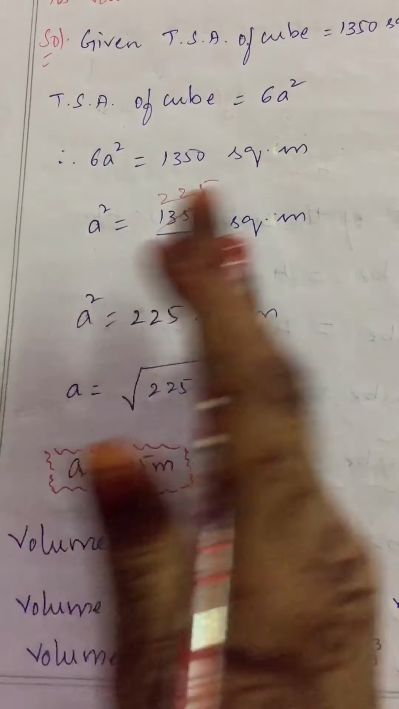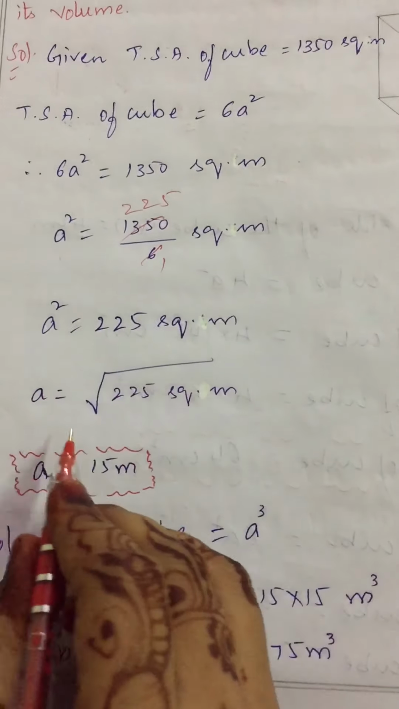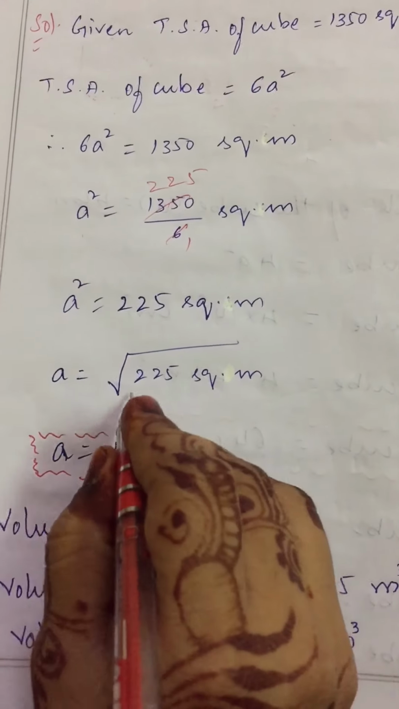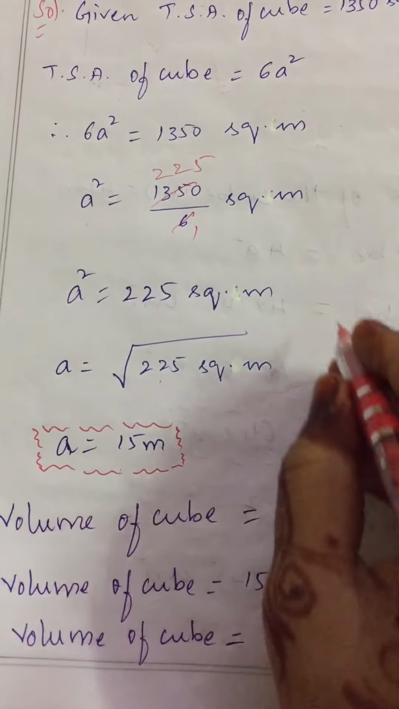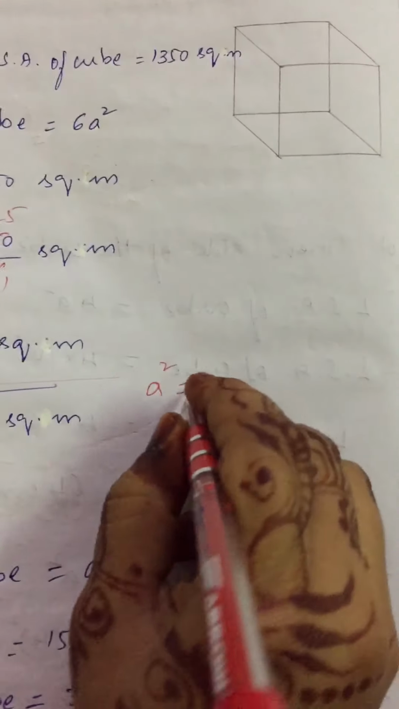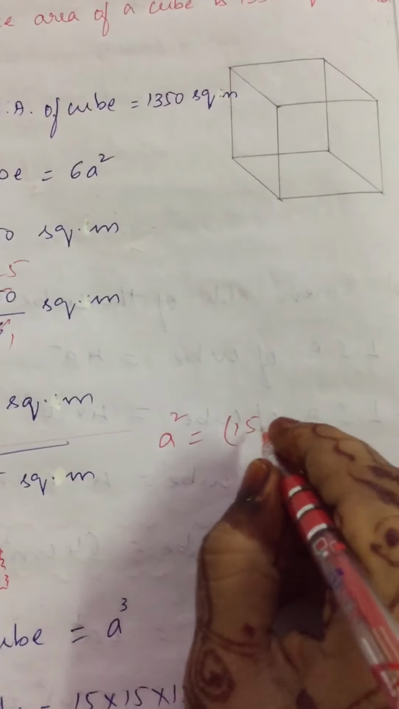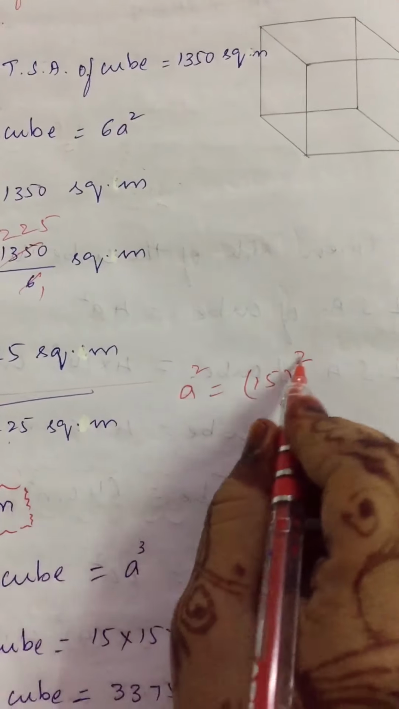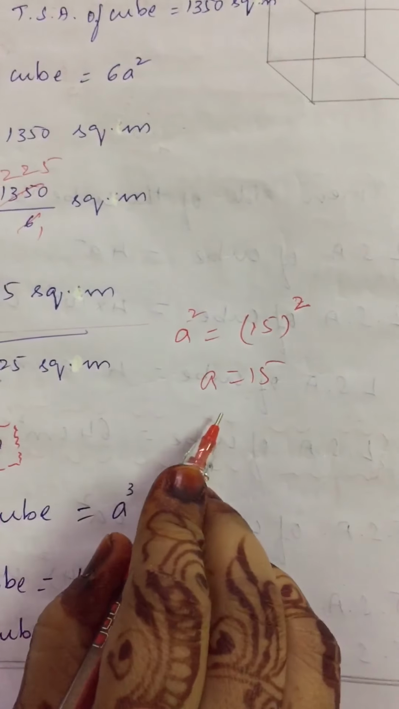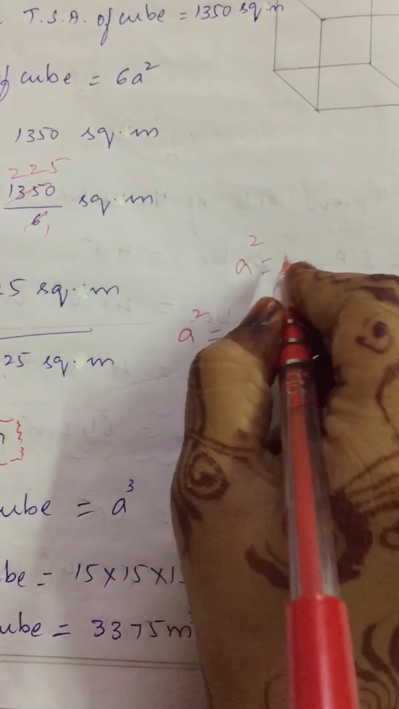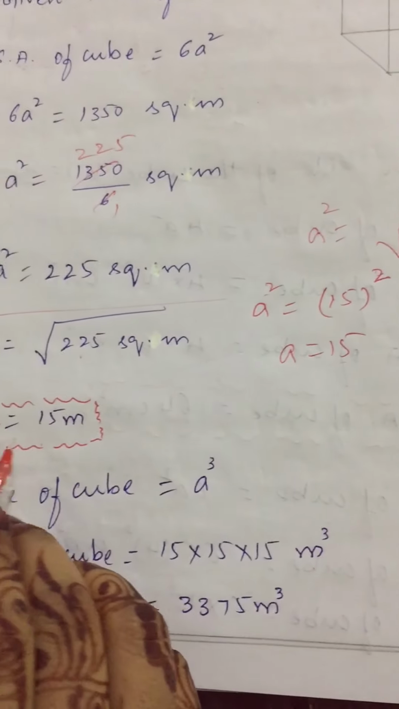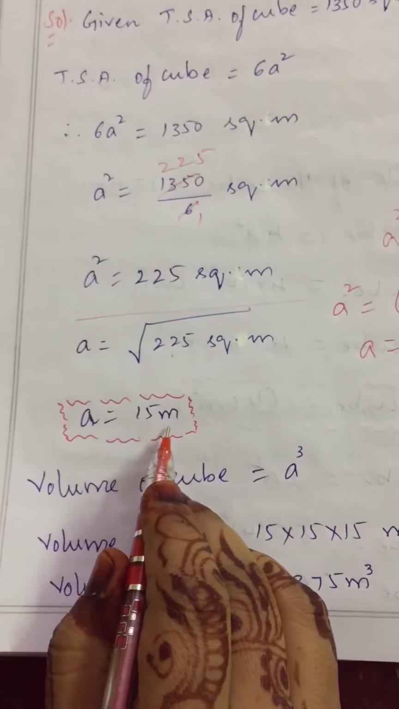The square we don't want here, so send it to the other side, where it becomes a square root. So a equals square root of 225 square meter. The square root of 225 is 15. Otherwise you can do it this way: a² equals 225, which is 15 squared. Both powers are the same, so the bases will be equal. Like that also you can do. Clear children? So a, the side of the cube, is 15 meter.